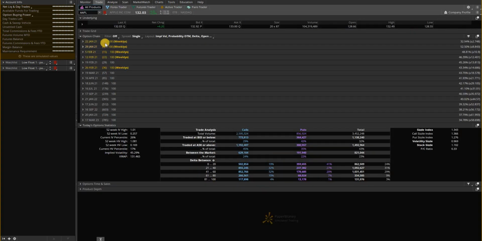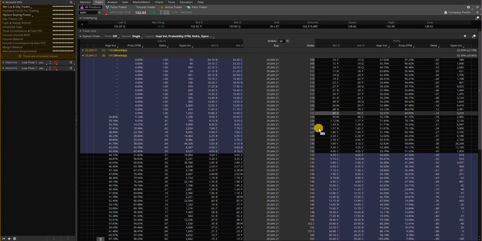On the trade tab, you can see a bunch of different expiration dates. I'm going to go ahead and do one that's 8 days out because I usually like to do weekly ones. Then I'm going to go down to the 126 strike price on the put side. And here you can see the bid is 1.57. So that's how much you could sell this option for.